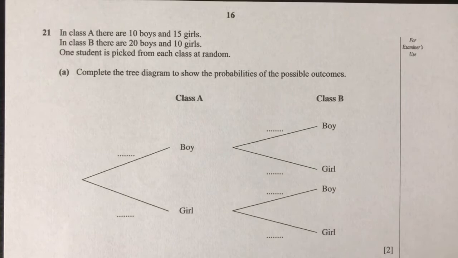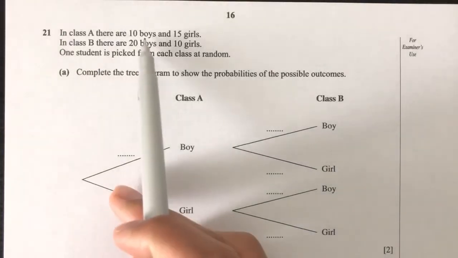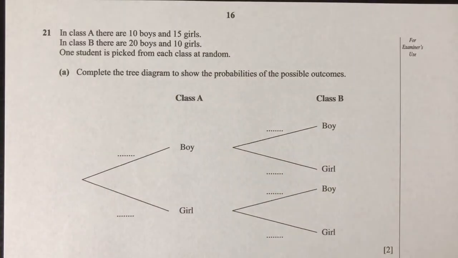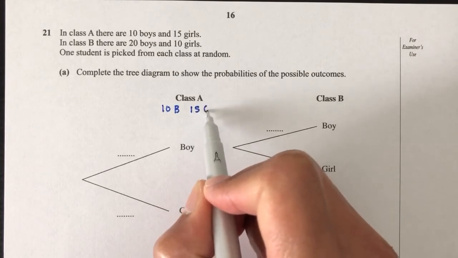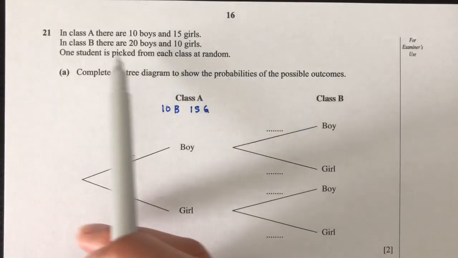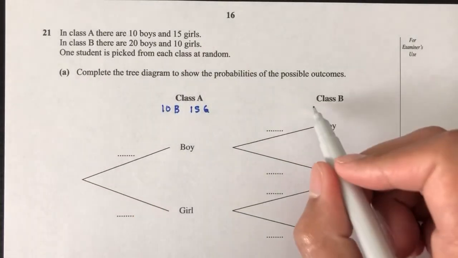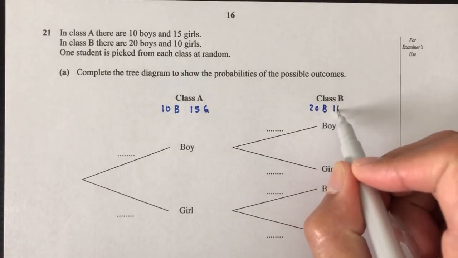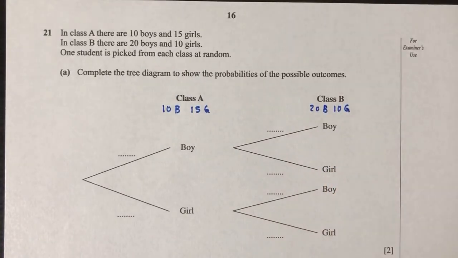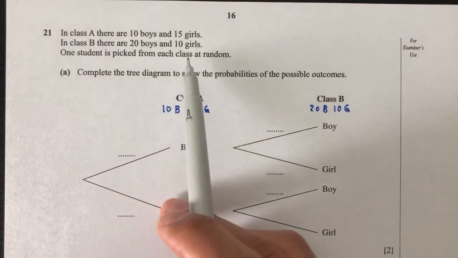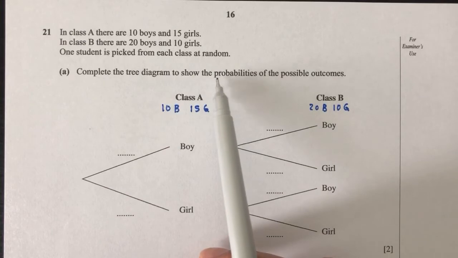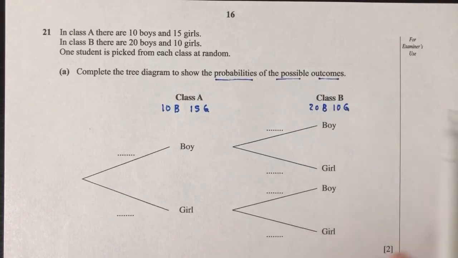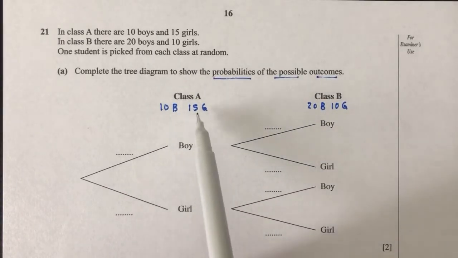Question number 21. In class A, there are 10 boys and 15 girls. So class A, 10 boys and 15 girls. Let's write this down. 10 boys and 15 girls. In class B, there are 20 boys and 10 girls. So 20 boys and 10 girls. One student is picked from each class at random. Okay. Complete the tree diagram to show the probabilities of the possible outcomes. So in class A, what are the chances I pick a boy?